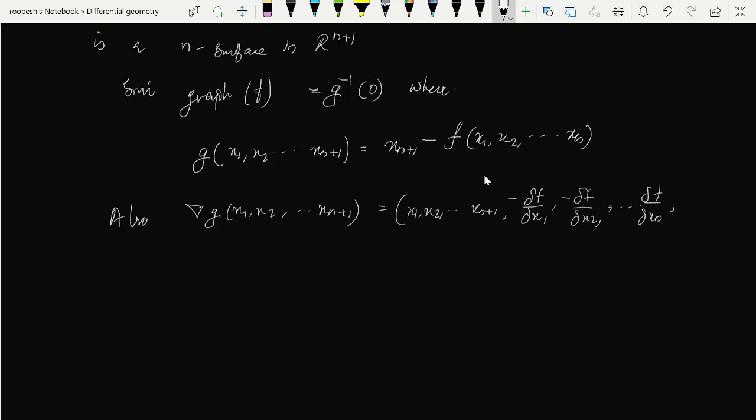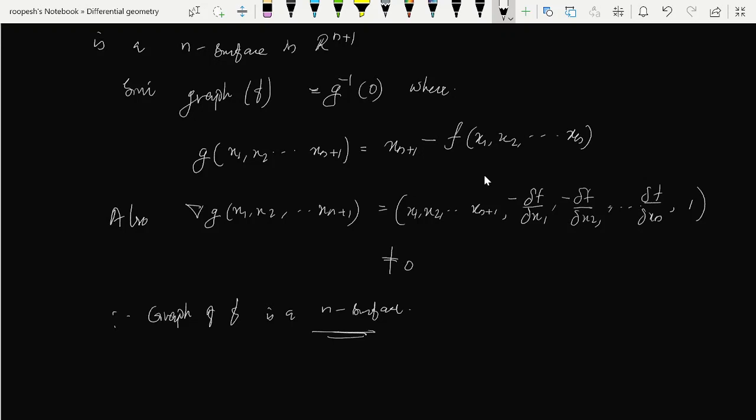Now I want to find the derivative with respect to xn plus 1. What is that? It should be 1, right? The partial derivative of g with respect to xn plus 1 is 1. And this value is not equal to 0, right? Because this one non-zero value is coming here. So this is not equal to 0. Therefore, what we can conclude is that the graph of f is an n surface. So this is how we prove whether something given is an n surface or not.